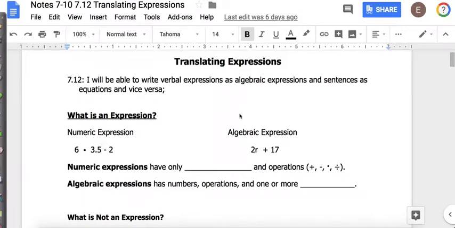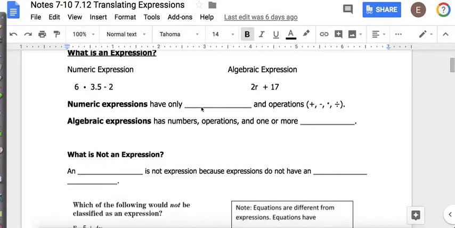Welcome to my video on translating expressions. So you're going to be able to write verbal expressions as algebraic expressions in sentences as equations and vice versa. Now today we're only going to look at translating expressions, but eventually we'll look at equations as well.